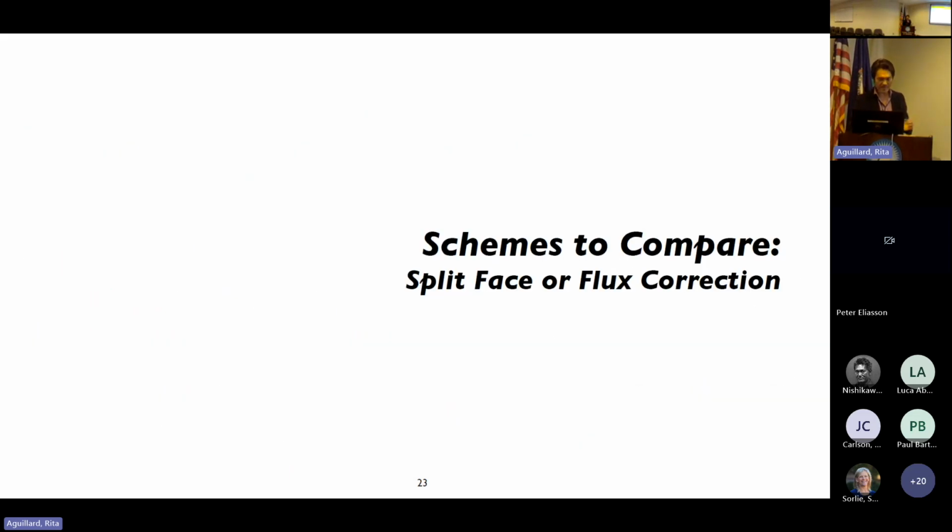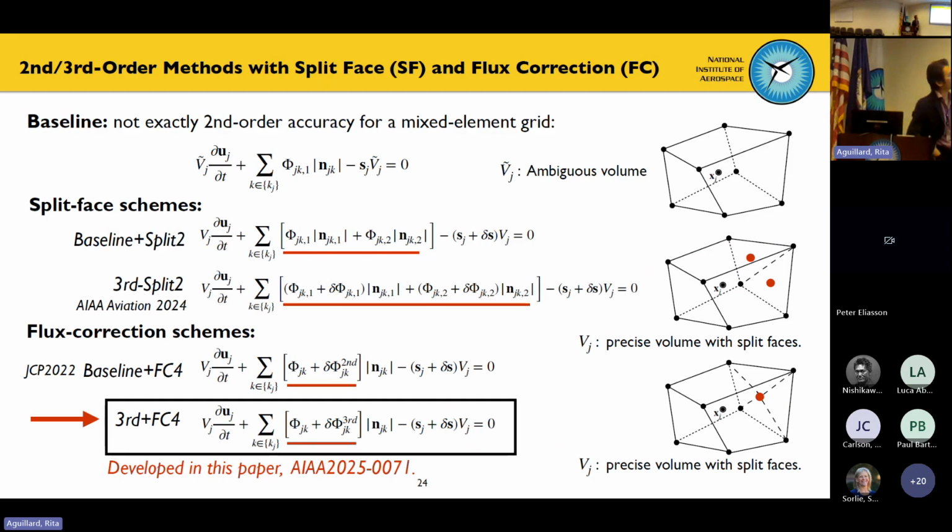So we have a set of schemes to compare. The baseline is second order, but not exactly second order on the irregular mixed element grids. The volume is ambiguous, but the flux is 1 point. It's cheap. And then split face schemes, baseline plus split two, you split the quad face into two. This is the second order scheme. And then you can add a correction term from the tetrahedral scheme, and then you achieve third order accuracy. And this was presented in AIAA Aviation 2024.